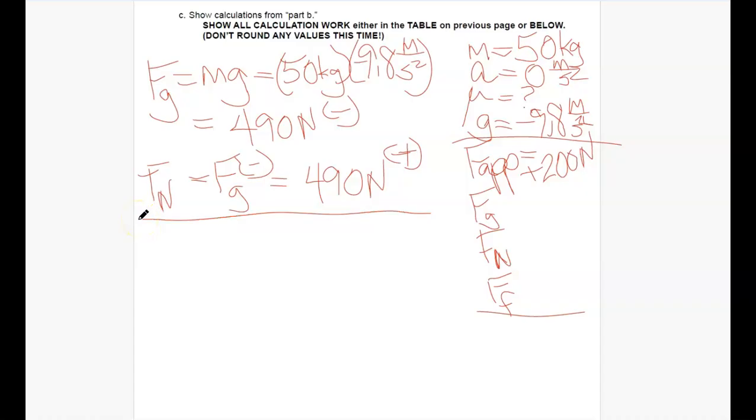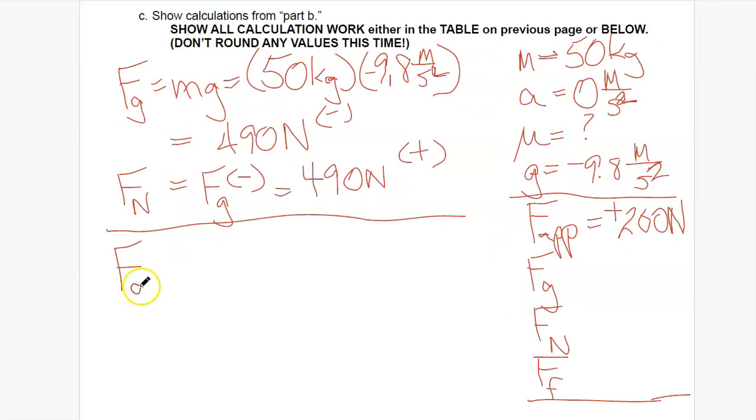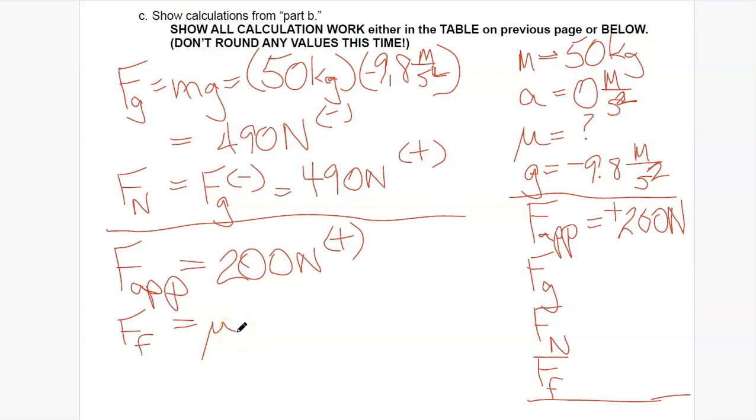Okay, we got the two vertical forces calculated. Now it's time to calculate the individual horizontal forces. Well, the first one you don't even need to calculate. You were given it. The applied force is 200 newtons, and it's in the positive direction. And that leaves the frictional force, which you know must be balancing the applied force exactly. If we were to calculate it, we would calculate it as mu, the coefficient of friction, times the normal force, but we don't know the mu. But we do know that the frictional force must balance the applied force. They must be the same value, but in the opposite direction. So that's also 200 newtons, but in the negative direction.